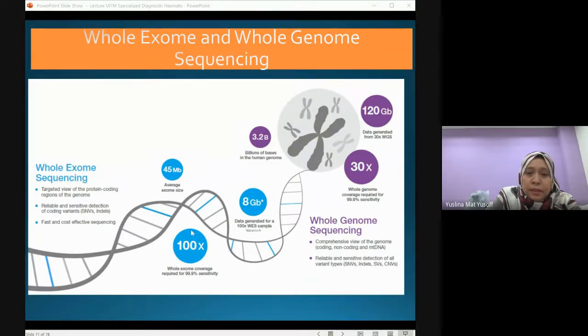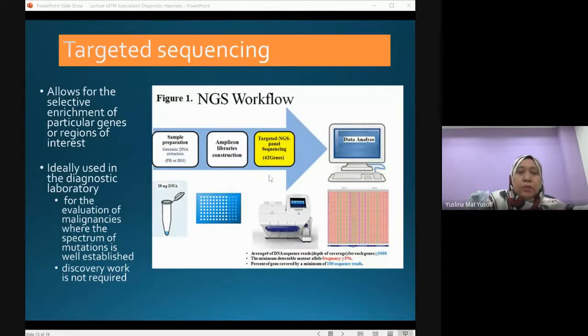So this is just a figure to show the whole exome sequencing, the size and whole genome. I just show for the targeted sequencing, it allows for the selective arrangement of particular genes of interest and is ideally used for the diagnostic lab.